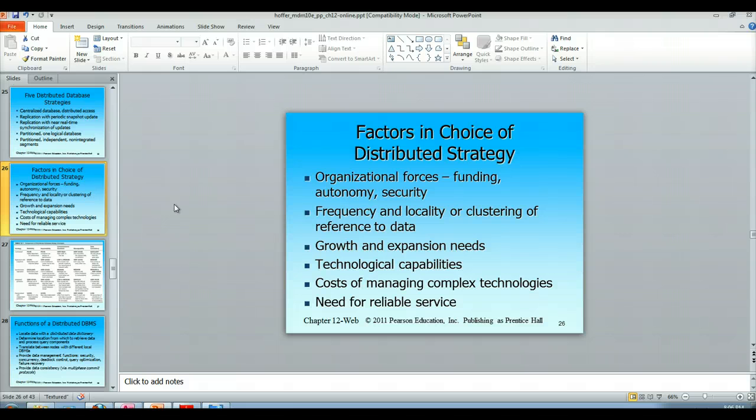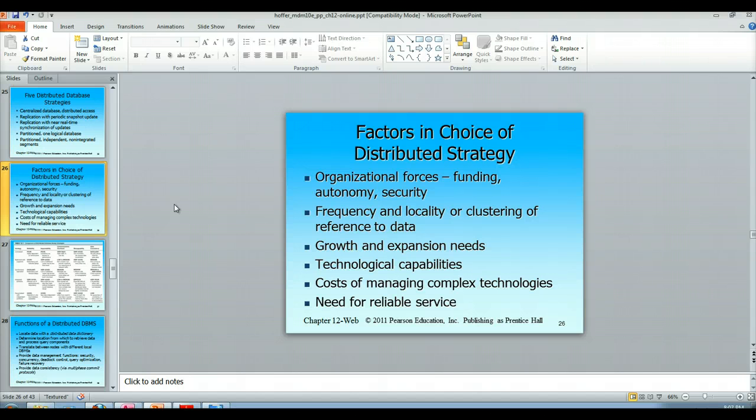What are your technological capabilities? Do you have staff that knows how to do replication? Are you going to have to hire a whole host of IT staff to support this endeavor? And a lot of that has to do with funding.